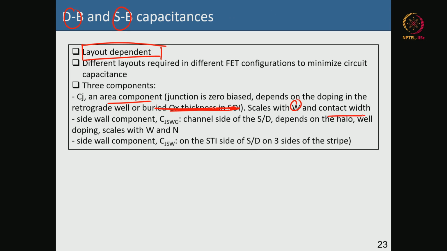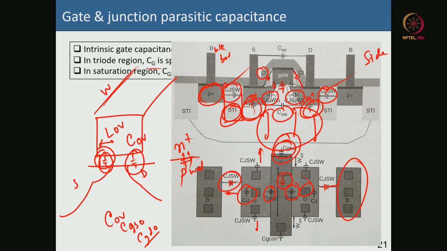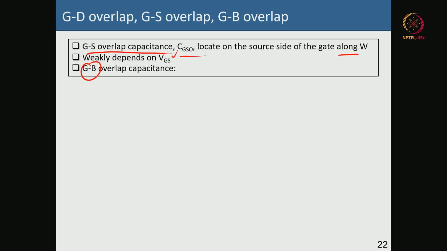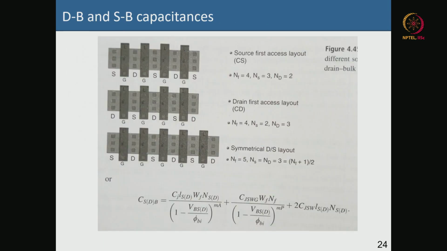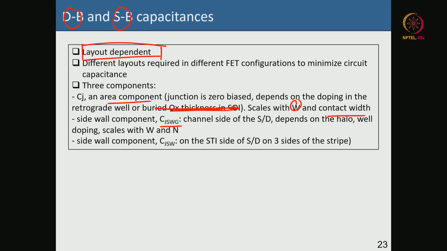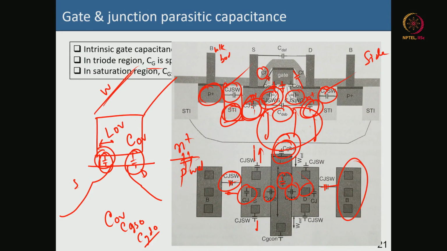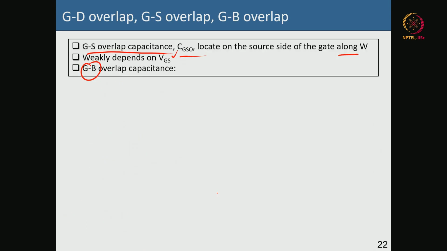Now there are two sidewall components, which I already told you about. One of them is CJSWG, which is the coupling sidewise of the N plus drain and N plus source towards the halo side. Then there is the shallow trench isolation side, where it couples on three sides: this side, this side, this side. Those we already talked about.